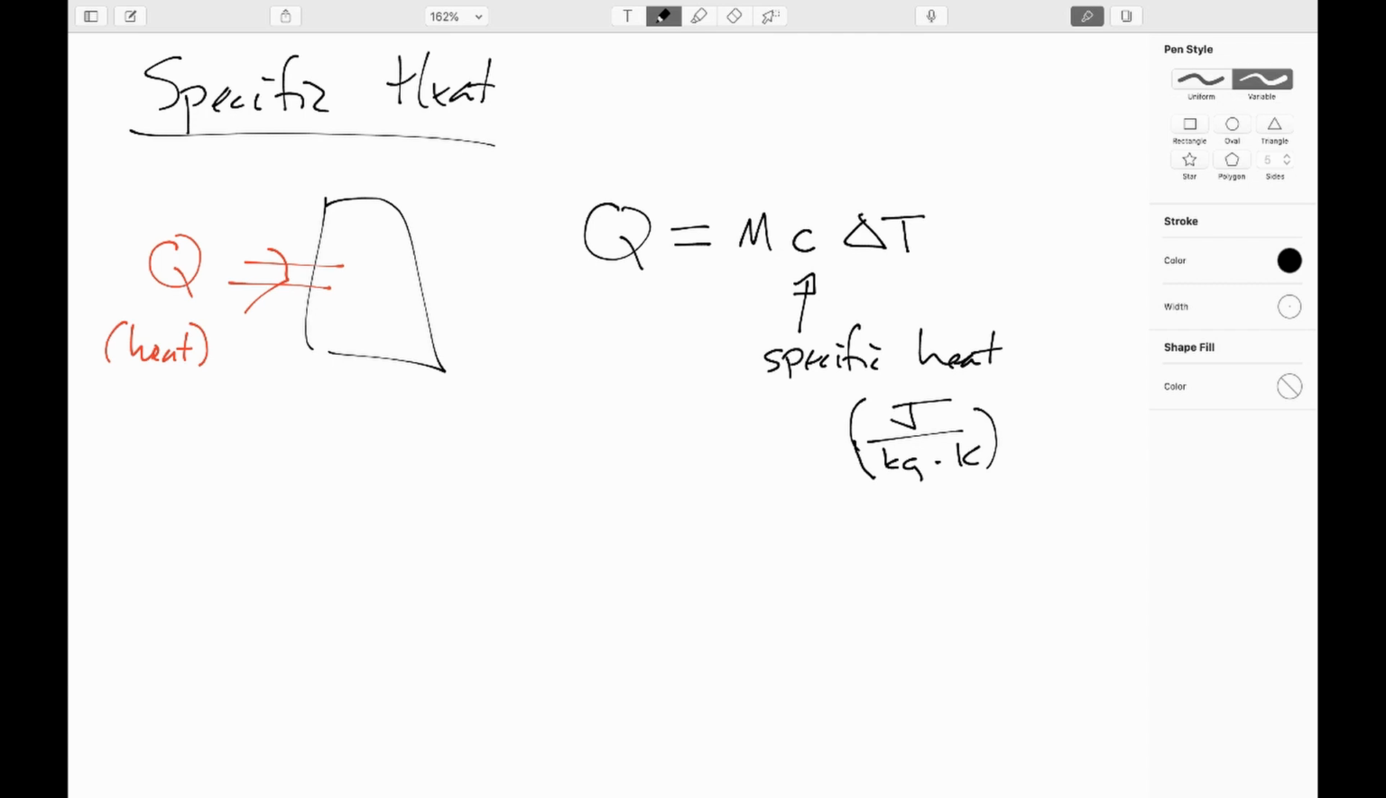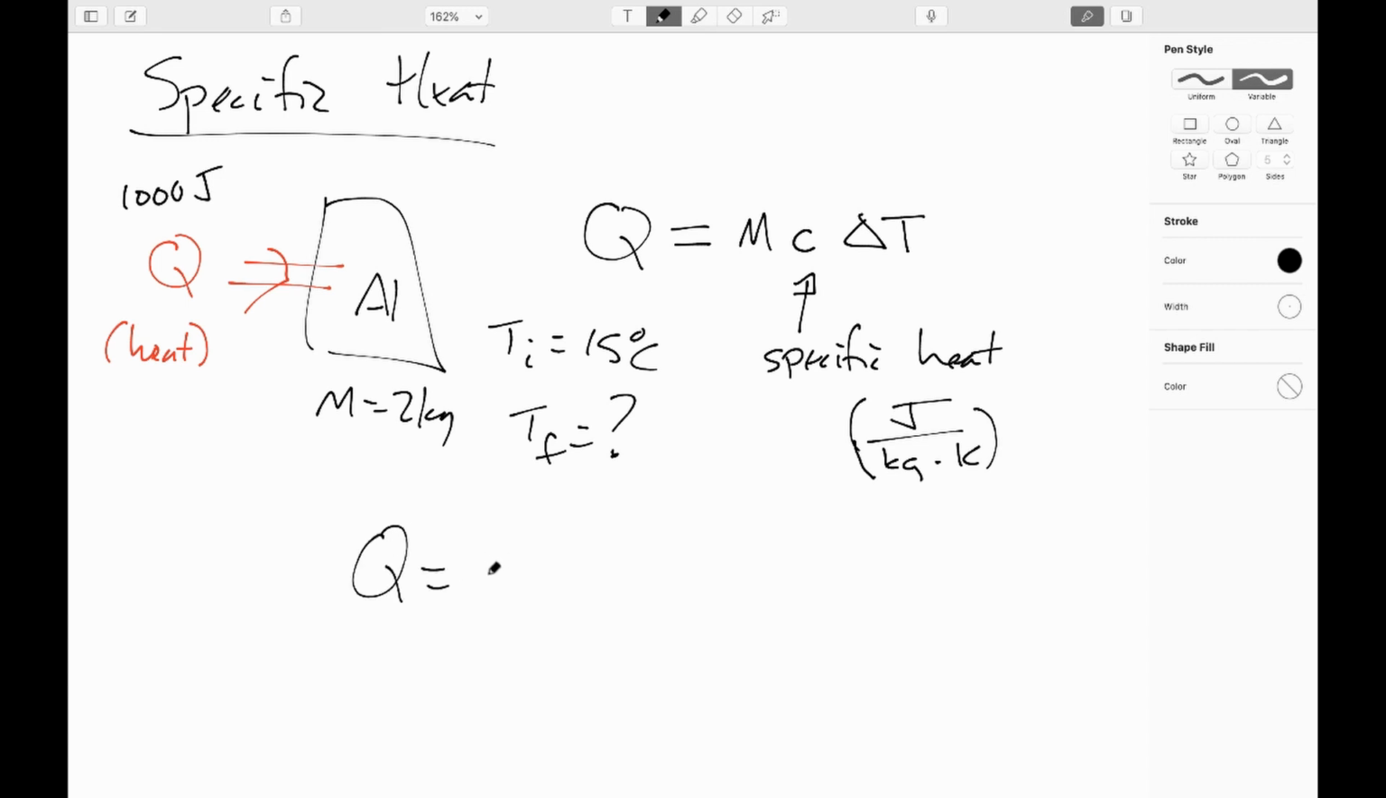But let's just do a quick example of that. So I'm imagining that this is a block of aluminum. To make this concrete, let's say I transferred 1,000 joules in and that the mass was 2 kilograms. If we say the initial temperature was 15 degrees C, you can ask what is the final temperature. Okay, so we'll start with the heat transfer is equal to the mass times the specific heat times delta T.